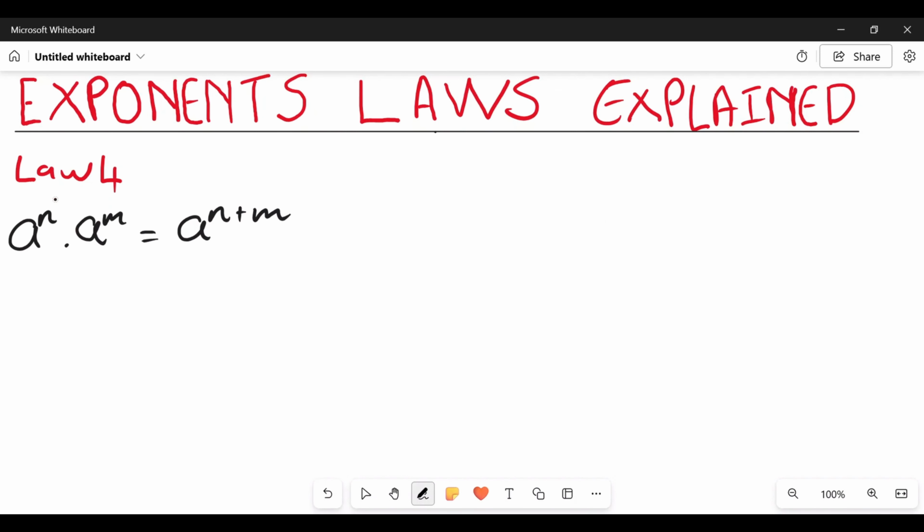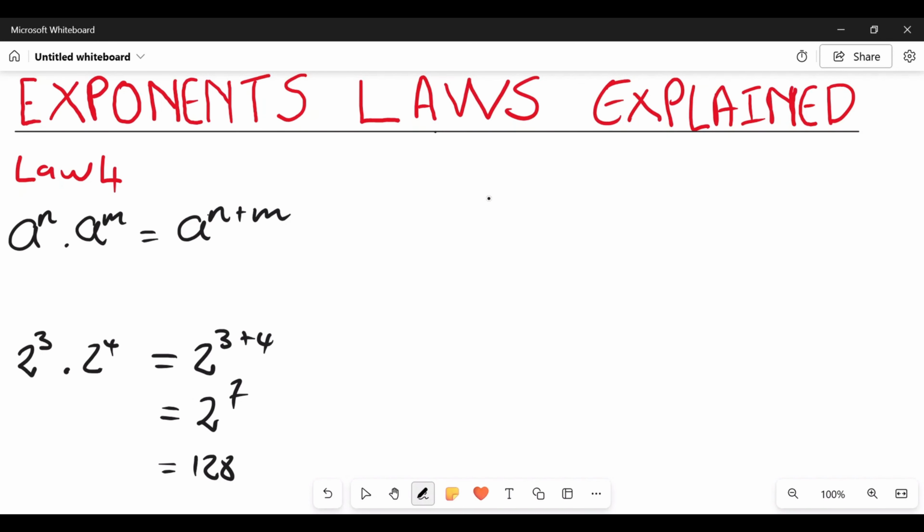All right, let's look at law 4. Law 4 states that when you have two or more bases that are the same and they are multiplying each other, their exponents will add. An example could be something like this. Let's say you have 2 to the power of 3 multiplied by 2 to the power of 4. This here is going to be 2. Since the bases are the same, the exponents are supposed to add. It's going to be 3 plus 4. So when you continue, we're going to have 2 to the power of 7. So this is going to give us 128.